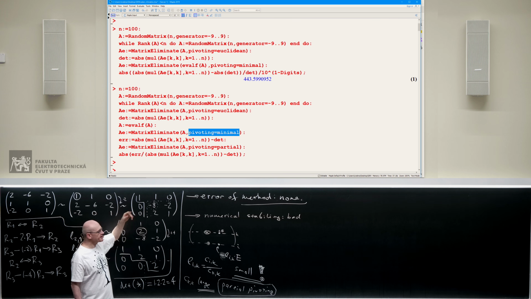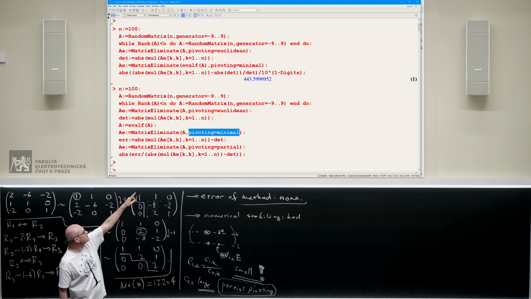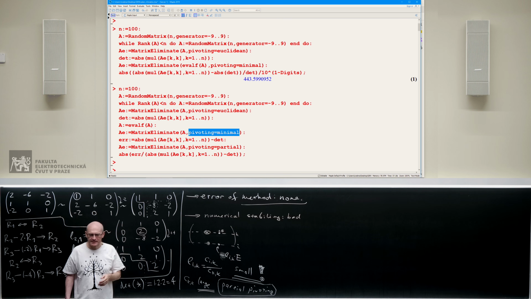So that's, let's say, forced pivoting, something that you have to do in order to finish your elimination. And that's exactly what is meant by minimal pivoting, the least effort. If you don't have to, you don't pivot. Okay? And I find the determinant of the resulting matrix.